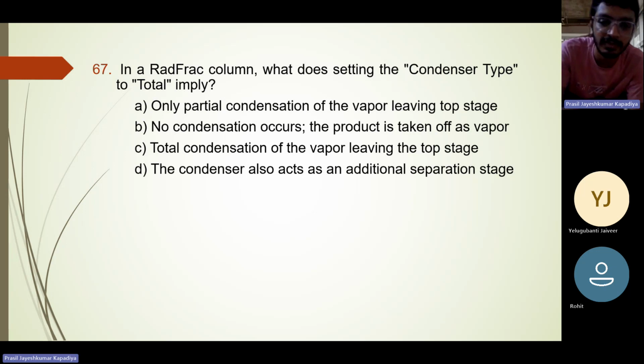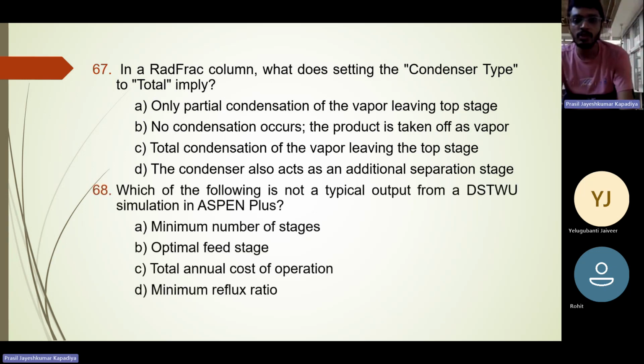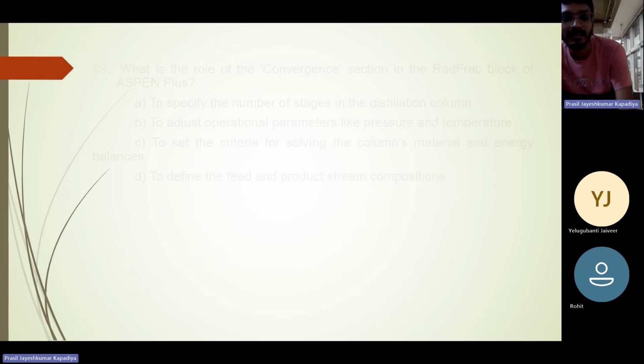Name itself says it. Which of the following is not a typical output from a DSTWU simulation? I already told this: minimum number of stages, optimum feed stage, total annual cost, or minimum reflux ratio? So what do we not get? Total annual cost. Yeah, we even get the feed stage, NF by N, okay, feed stage.